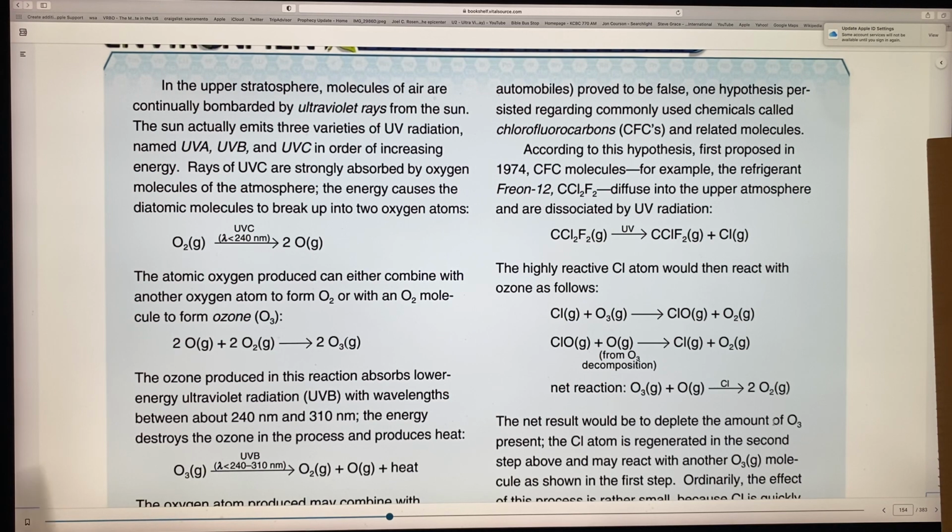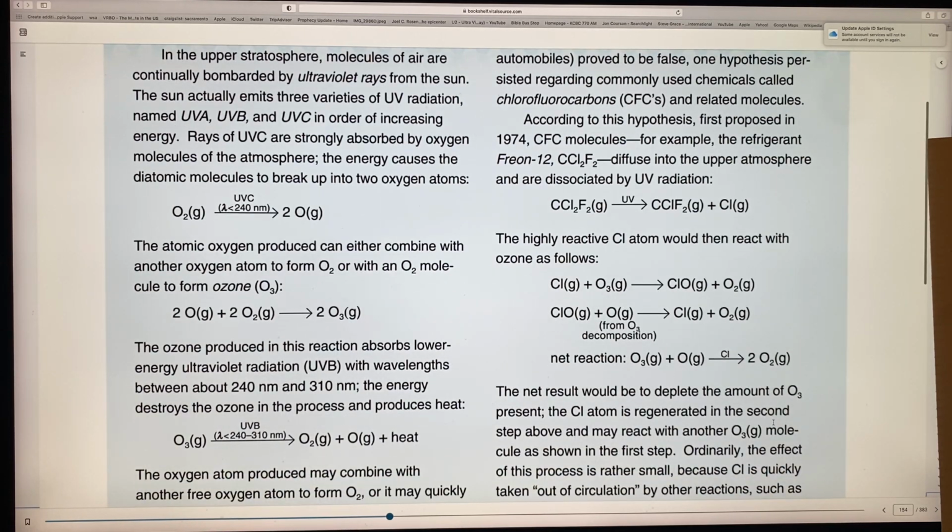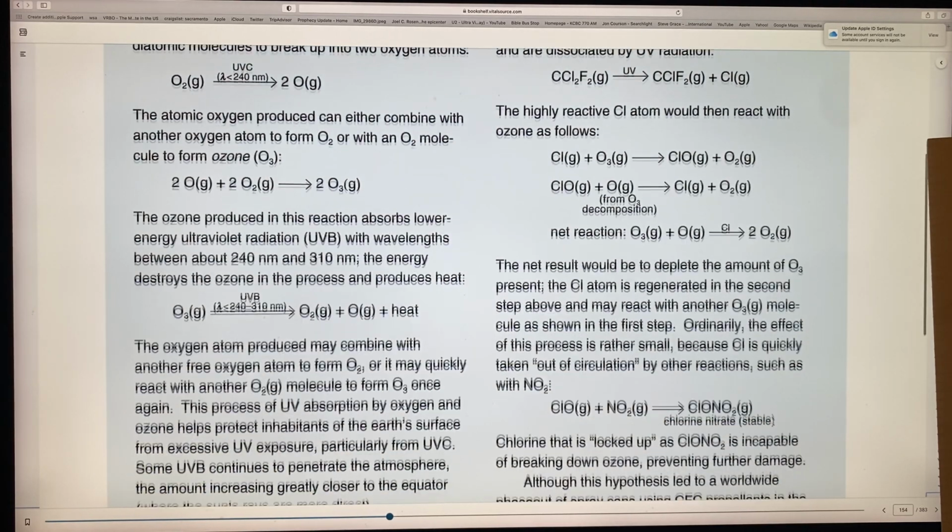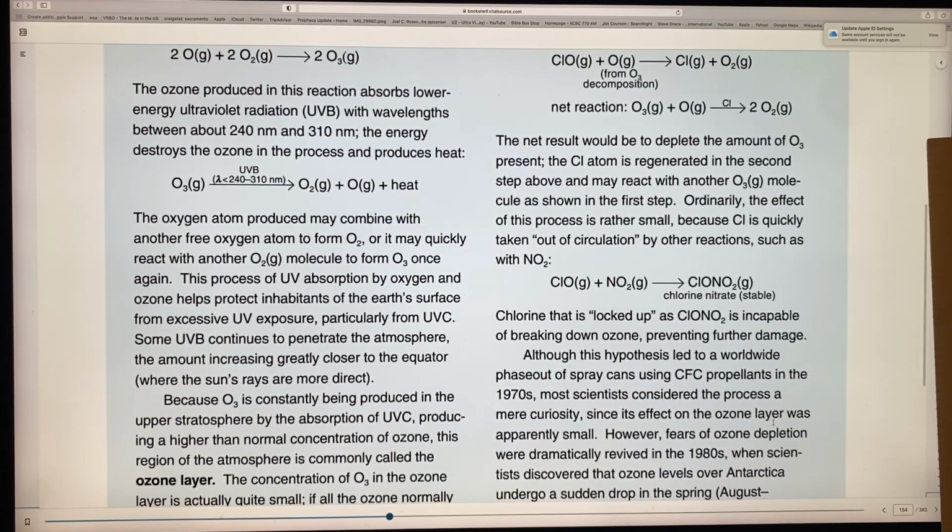So, and that's what they're afraid of. This whole equation is with the environment. It's like, oh no, we're going to have the ozone layer depleted, and we're not going to be protected from ultraviolet light. So this would deplete the amount of ozone present, and the chlorine atom is regenerated in the second step again. So here we have a picture there.